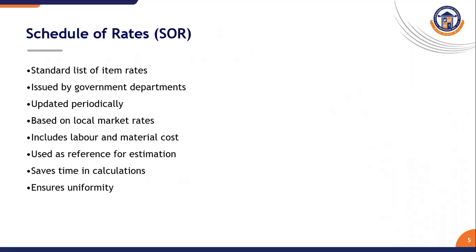Schedule of rates. The schedule of rates, commonly called SOR, is a standard document published by government departments such as PWD or CPWD. It contains a unit rate for the various items of work based on local market conditions. SOR is updated periodically and is used as a reference for preparing the estimation, saving time and ensuring uniformity in rate.